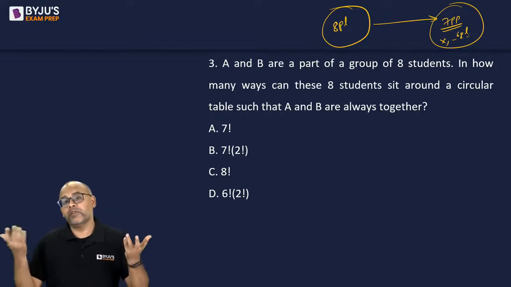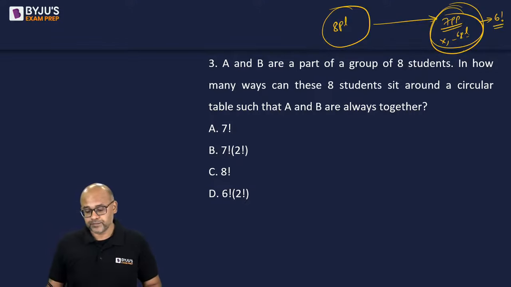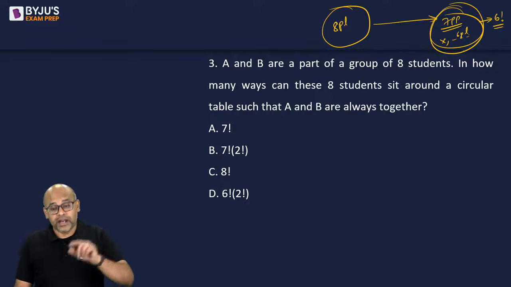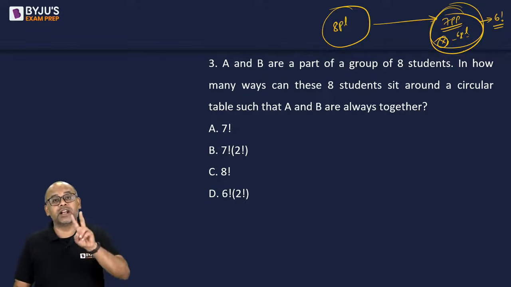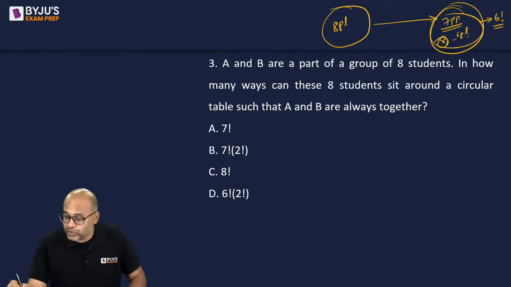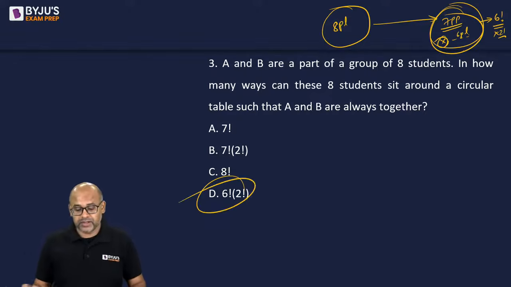Now my problem becomes 7 people are sitting in a circle. How can they sit? Now we know if 7 people are sitting in a circle, this can be made to sit in 6 factorial ways. Now once you got the answer, go and take a look at what is happening inside X. X, there are 2 people. They can interchange. So this answer should be multiplied by 2 factorial. So the correct answer is option D. 6 factorial into 2 factorial.